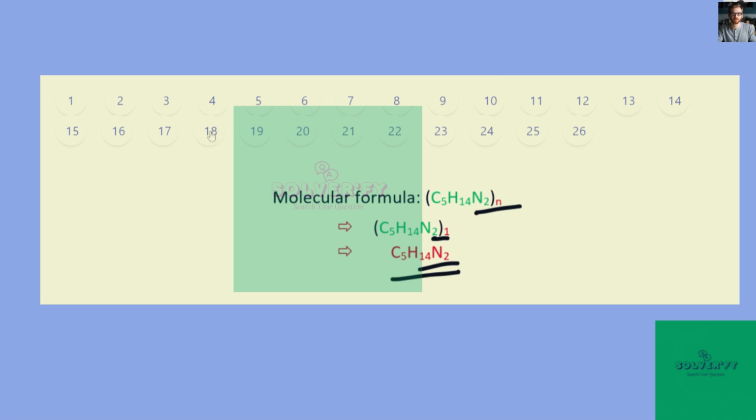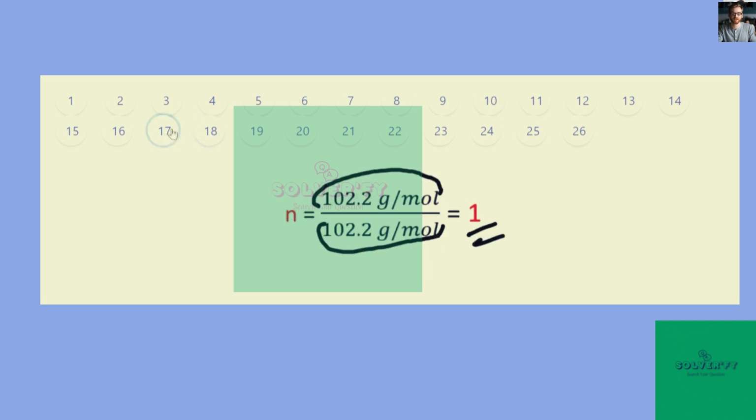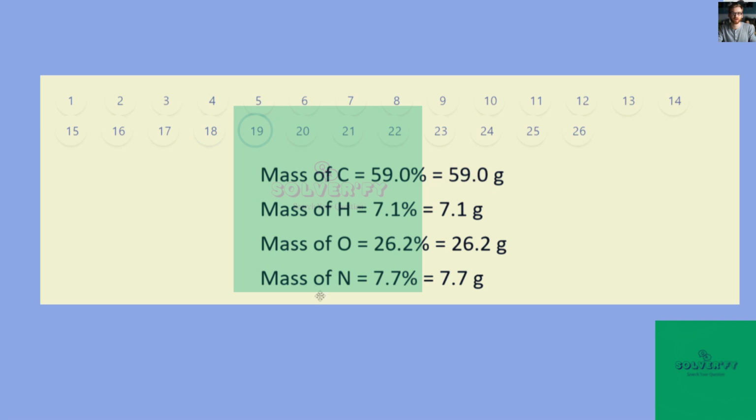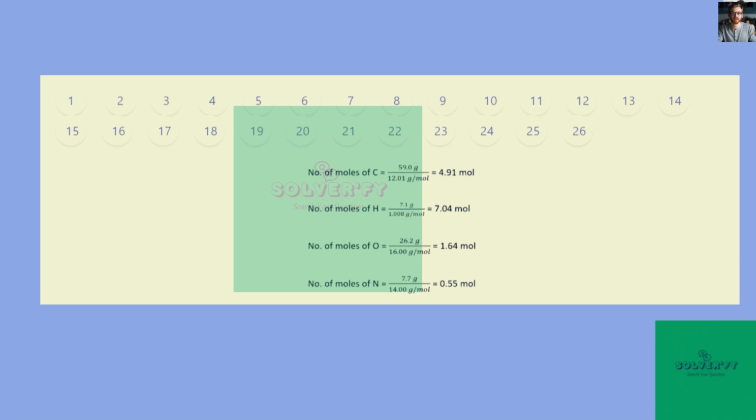Now I move to part C of the problem. Again, first we convert each of the masses from percentage to gram, and then we will find their molar masses, and find their number of moles by dividing those masses by their molar masses. So we have carbon, hydrogen, oxygen, and nitrogen. If we divide each mass by their molar masses, we will get the number of moles like this.